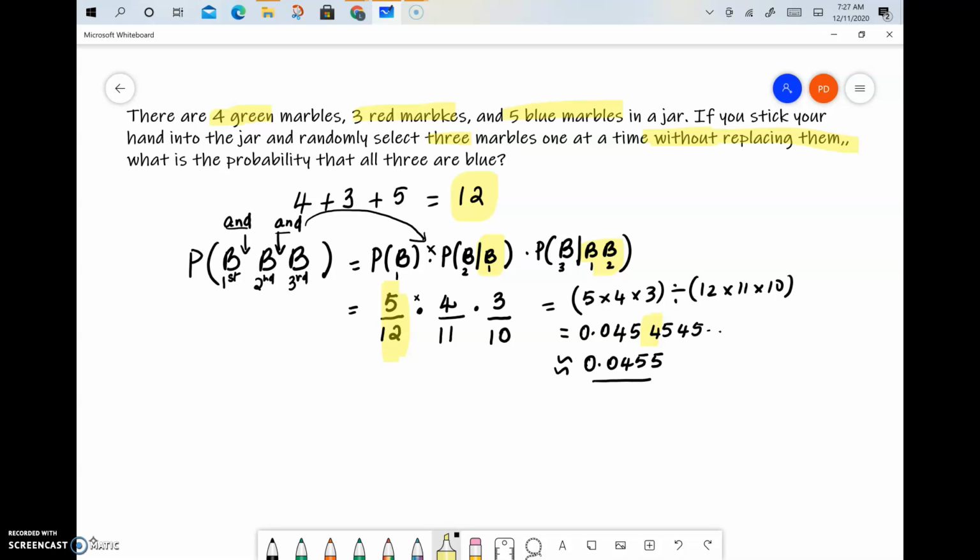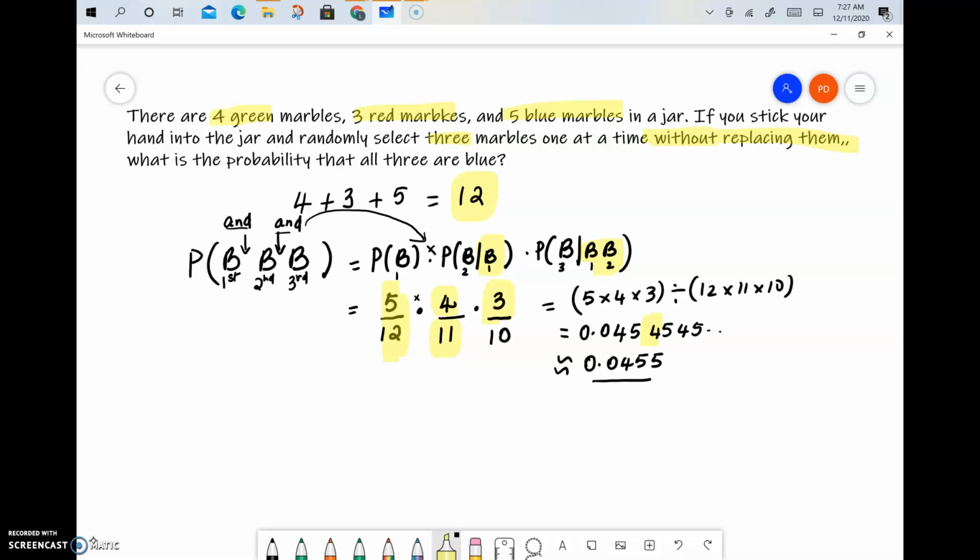In the previous trial we got a blue, so now there's 1 blue less, which makes it 4 blue, and there's 1 marble less, so it's 4 out of 11. That is the probability of getting a blue in the second draw, given that we got a blue in the first draw, times, now in the third trial, we're getting a blue again.